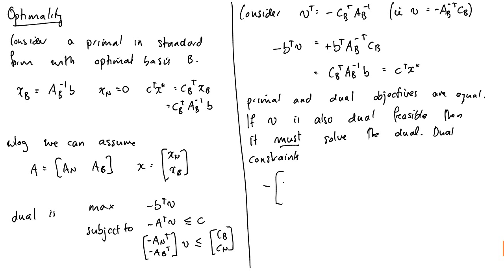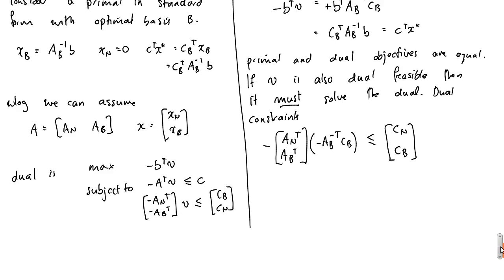We've got negative AN transpose AB transpose times nu, which is AB inverse transpose CB, is less than or equal to, at least we hope so, CN CB. Okay, so what we want to do is see if this is actually true or not.